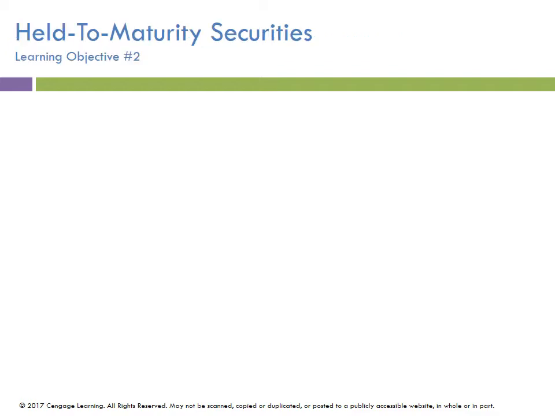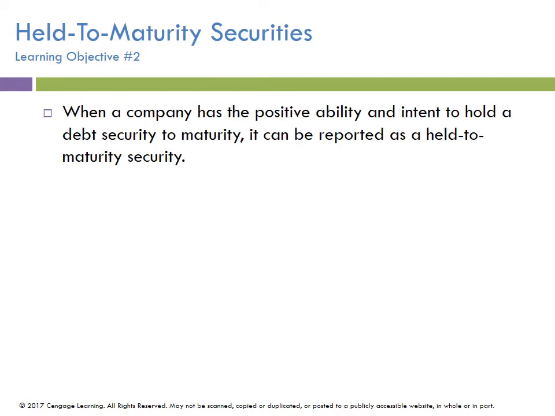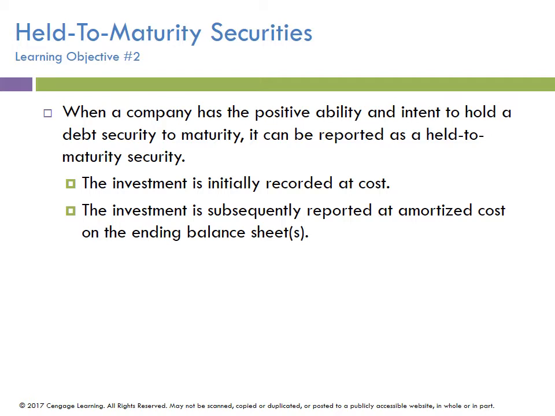So we're going to start off with held to maturity securities, which are bonds or notes. Stock does not mature, so we're looking at debt securities here. And it's when you have the positive ability and intent to hold that till it matures. How do we record it? When you purchase the investment, you debit an investment account at its cost. The investment is subsequently reported at amortized cost on the balance sheet date. So just like you amortized discount or premium when you were selling the bond, you also do the same thing when you hold it as an investment. So we'll be looking at that.